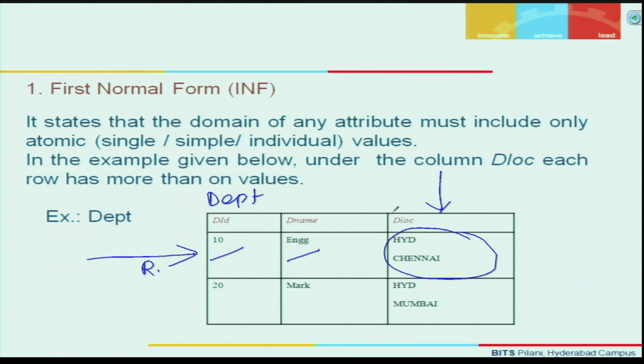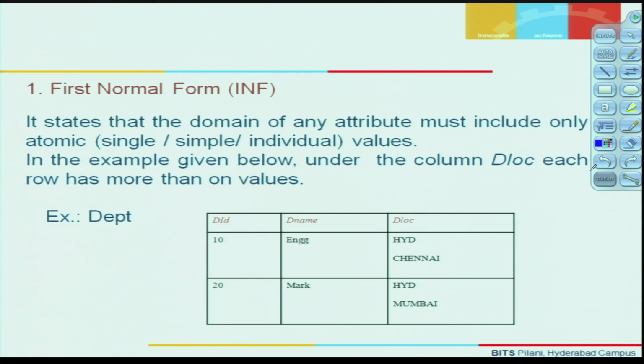The first normal form says that under any column for any row in a table, the values must be single, simple and individual. It cannot be multiple values or a complex value. So that is why this is not in first normal form. To bring it to first normal form, what can I do? I can apply this technique.